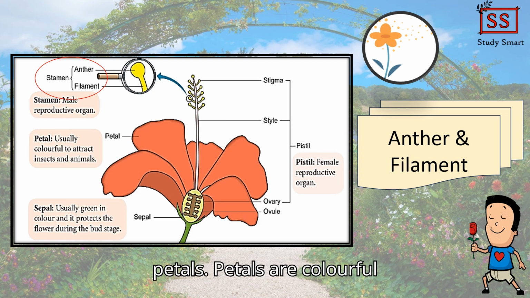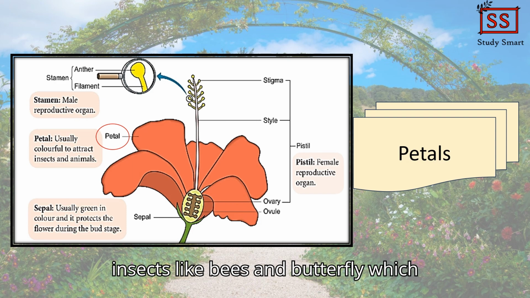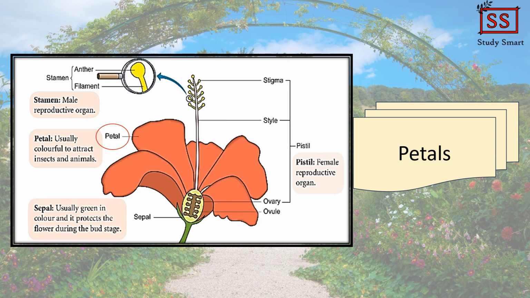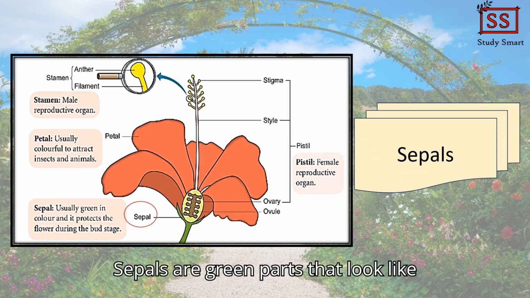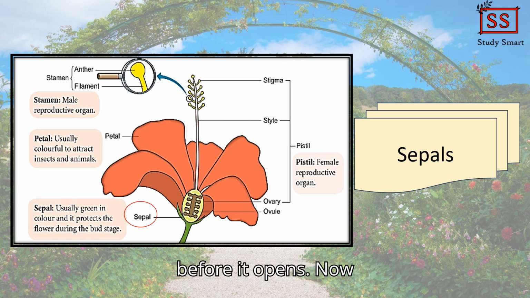Next, we have the petals. Petals are colorful parts of a flower. They attract insects like bees and butterflies, which will help the flower to pollinate. Sepals are green parts that look like small leaves. They protect the flower bud before it opens.